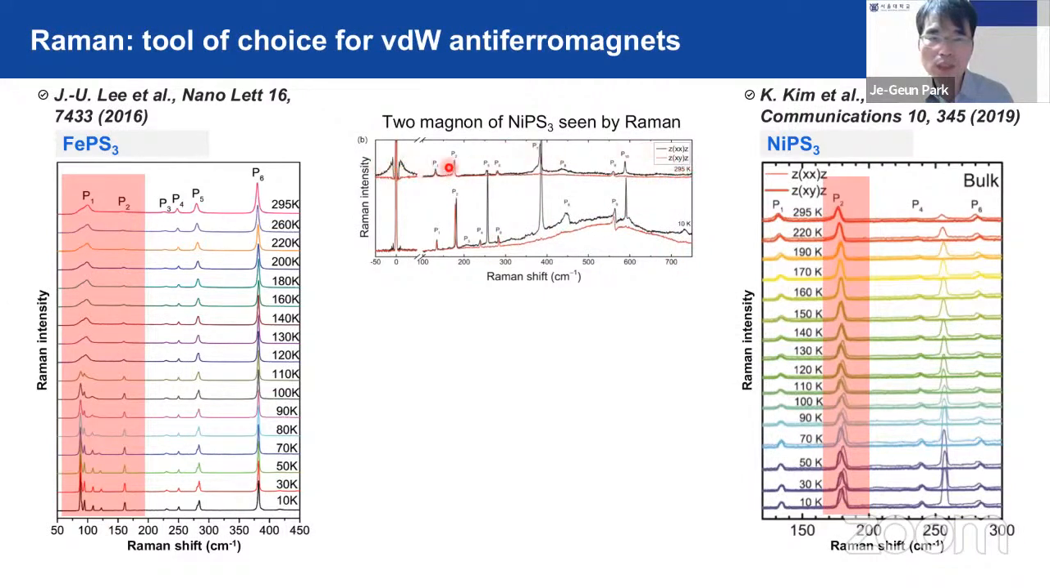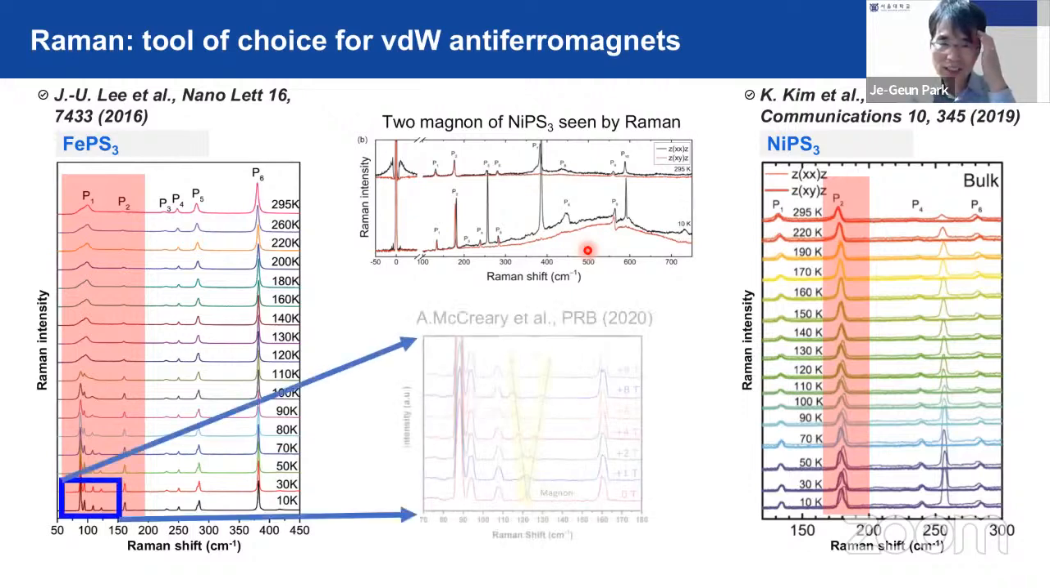The graph shows data collected at 300 K, so basically it's the paramagnetic phase. But if you go to low temperature, then you see there is a broad hump between 300 and 700 inverse centimeter wave number. And these are the two magnon, okay? So using Raman, you can measure both the structures and the magnon, and I found this quite interesting.